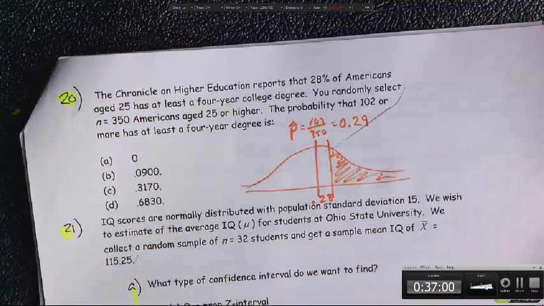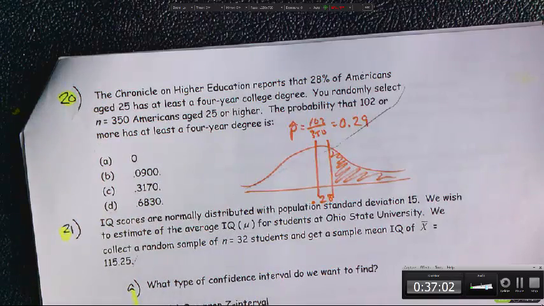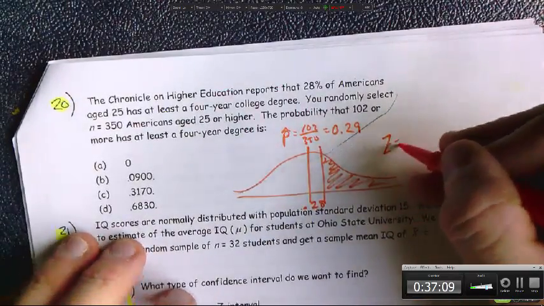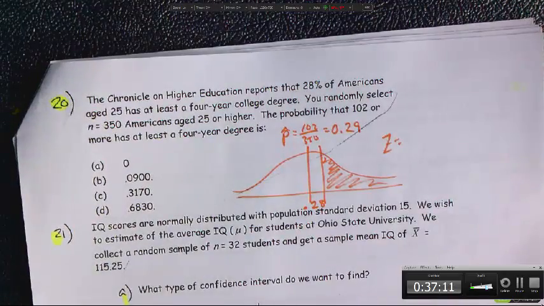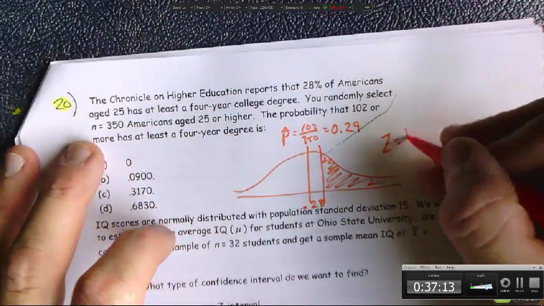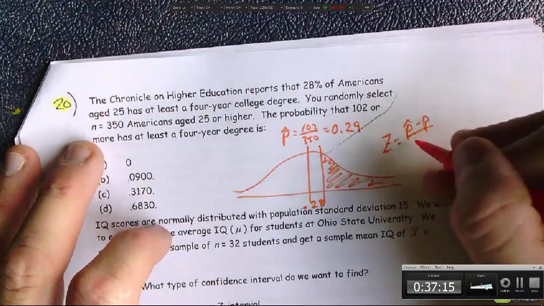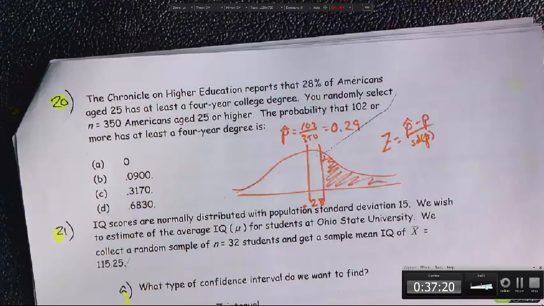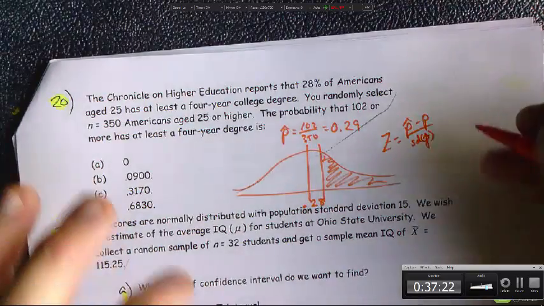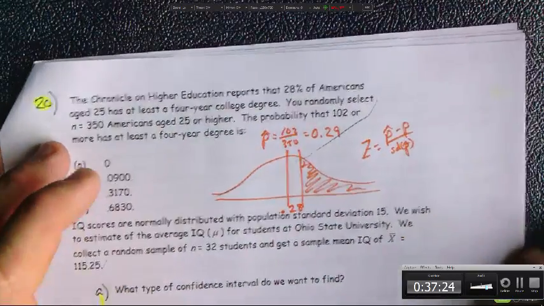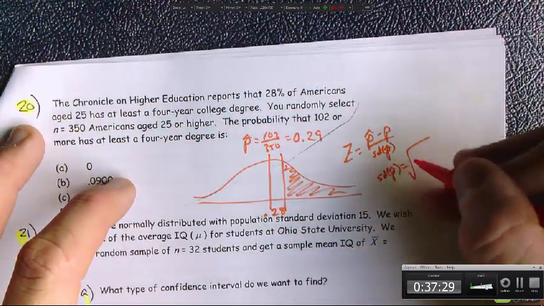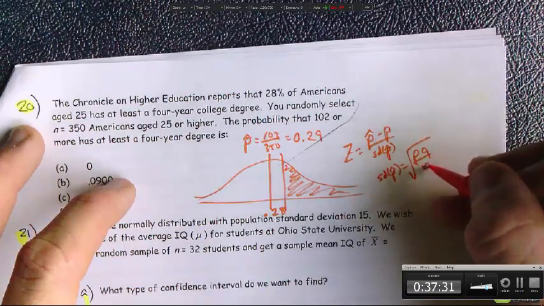That means we're wanting a p-value. In order to find a p-value, we've got to have a z-score. The z-score formula is going to be what we got minus what we should get, divided by the standard deviation of p hat. And the standard deviation of p hat is the square root of pq over n.